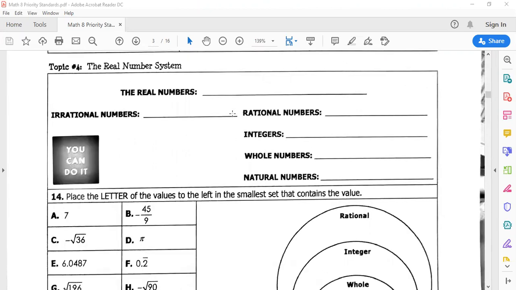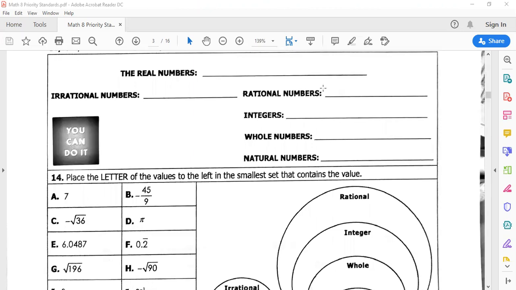Oh, yeah, this is totally different. The real number system. Okay. By the way, here's my little positive for you. You can do it. I know you can do Algebra 1 next year. We just have to work at it. So the real numbers, remember, the real numbers are numbers on the number line.